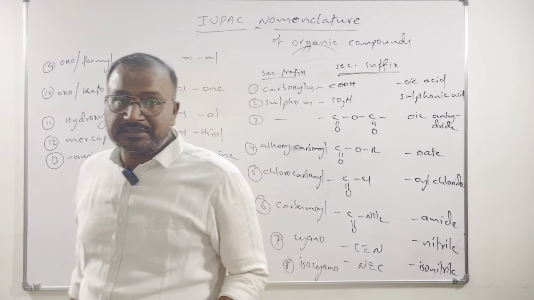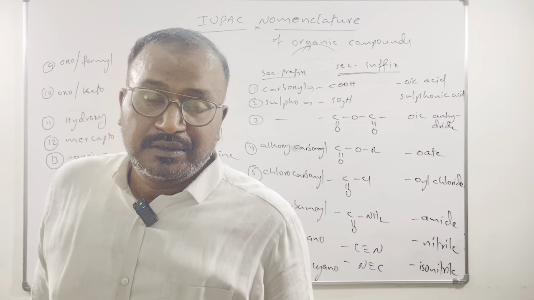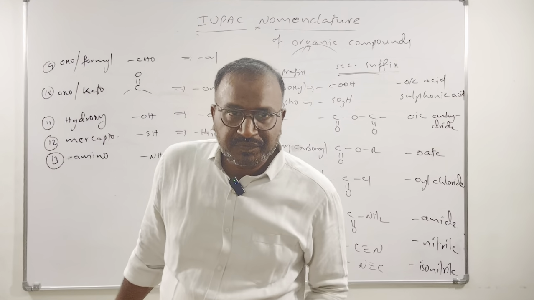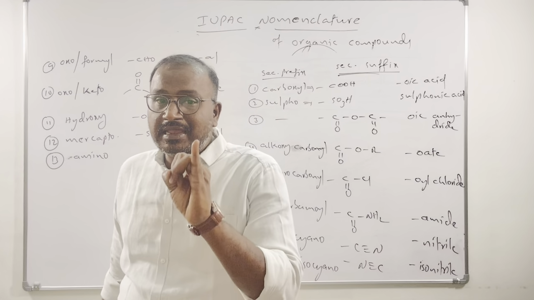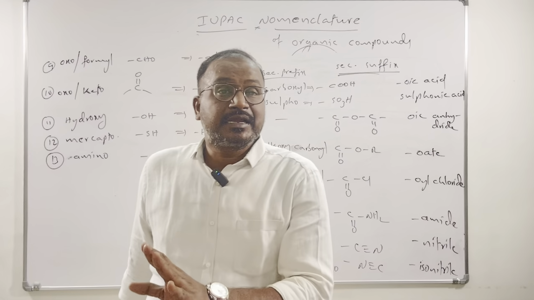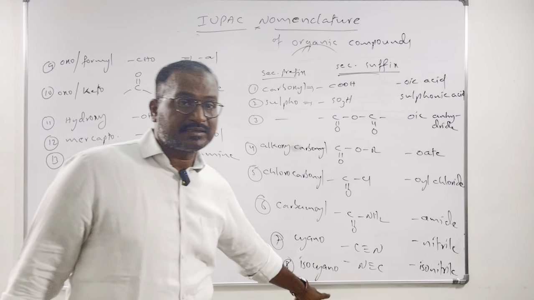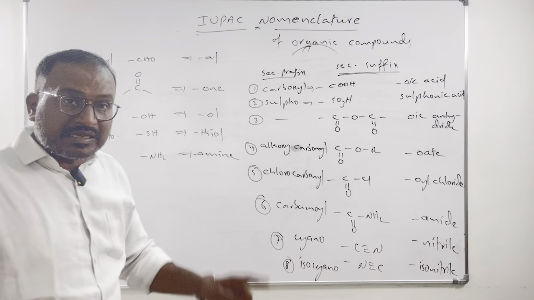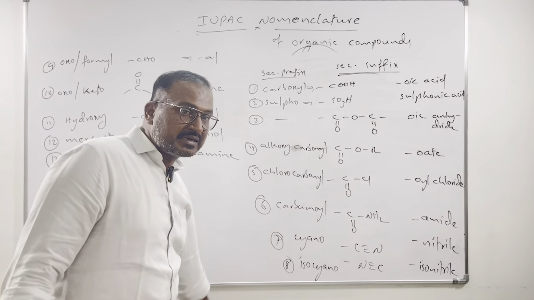Already I told you root word is nothing but carbon number. Primary prefix means cyclo, bicyclo, spiro. Primary suffix means ane, ene, yne, and secondary suffix groups are these. If they come under secondary suffix, these are the names. If they come under secondary prefix, these are the names.